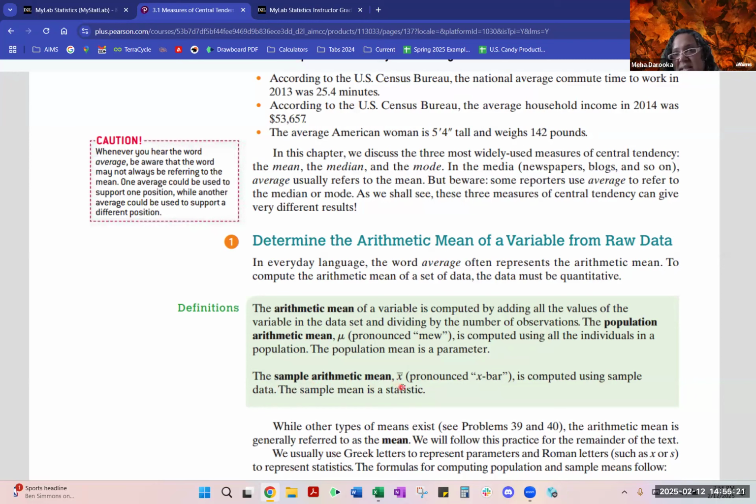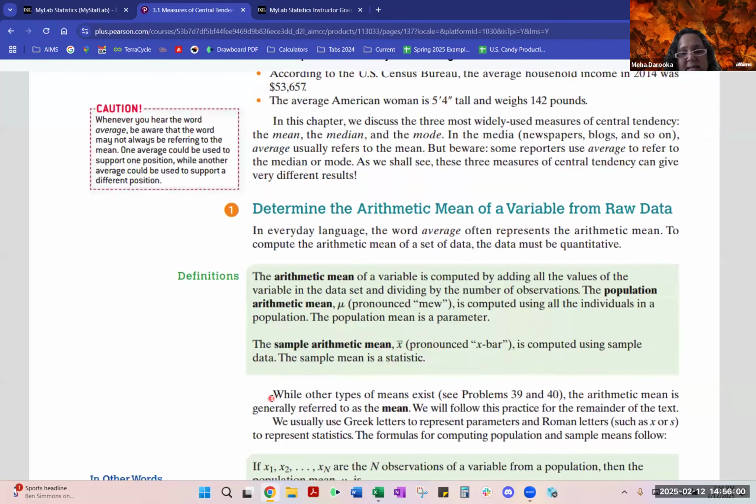For your sample arithmetic mean, we're using the x variable, but we put a bar on top of the x to show that we're talking about an average, because we can use the letter x as a variable for any unknown quantity. To avoid that confusion, we put that bar on top of the x, and that tells us we're looking at a sample arithmetic mean. And remember, your sample mean is what we call a statistic. So population mean is a parameter, sample mean is a statistic.